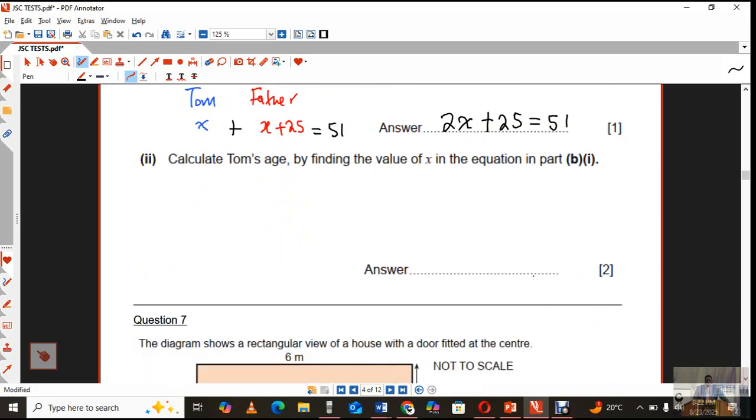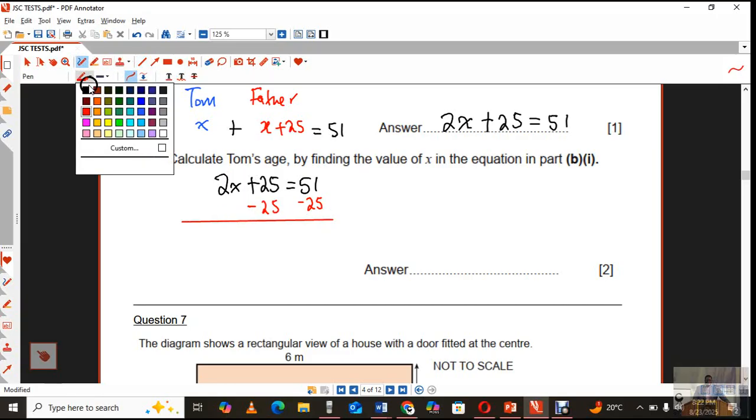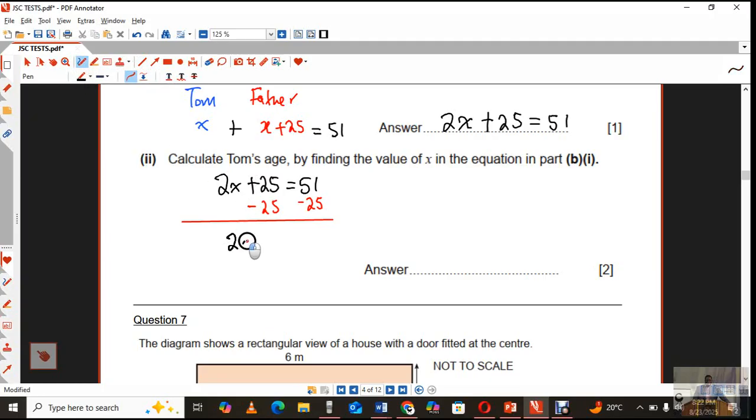Now we're going to find x, which is Tom's age, by solving the equation. So solving 2x plus 25 is equal to 51. What you're going to do is subtract 25 from both sides of the equation. Once you do that, you will end up with 2x being alone over here, and 51 take away 25 is 26.